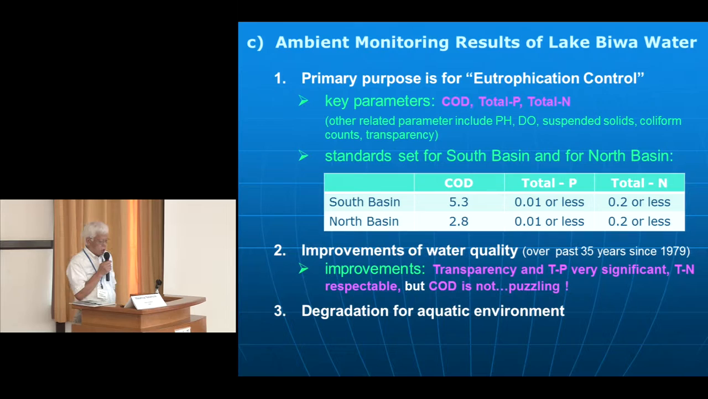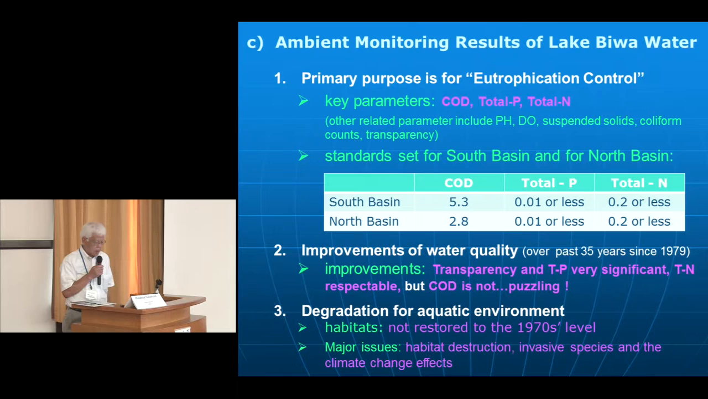And there are some improvements. There have been some improvements over the past 35 years: transparency, total phosphorus, and total nitrogen. But the COD is increasing. It's quite a puzzling situation. But in terms of the aquatic environment, habitat is not restored to the level that we want. And the major issues are really habitat destruction, invasive species, and the global climate change impacts.